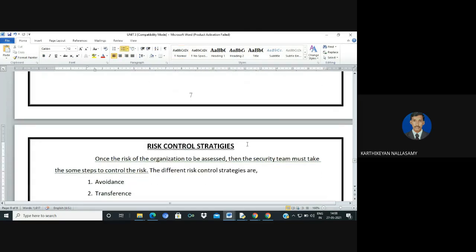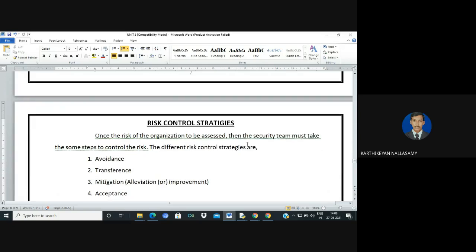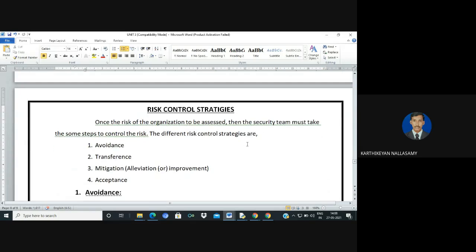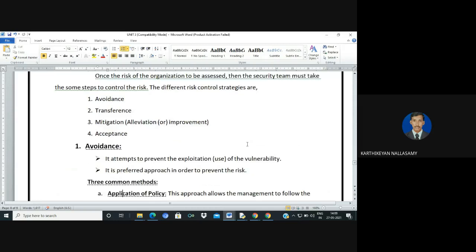Once the risk of the organization is assessed, the security team must take some steps for controlling those risks. This controlling may be based on four kinds of strategies. It may be avoidance, transference, mitigation, also called elevation or improvement, and the fourth is acceptance. These are the four different control strategies to be followed in order to control those risks. So the first one is avoidance.